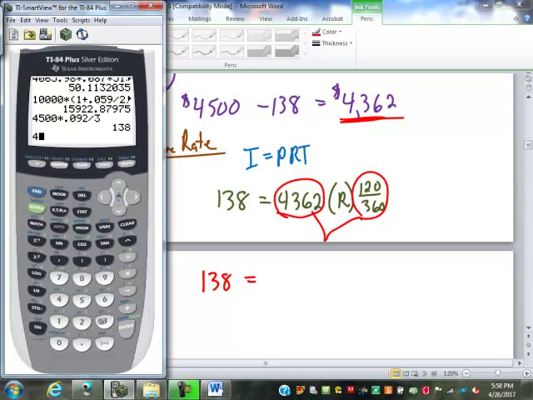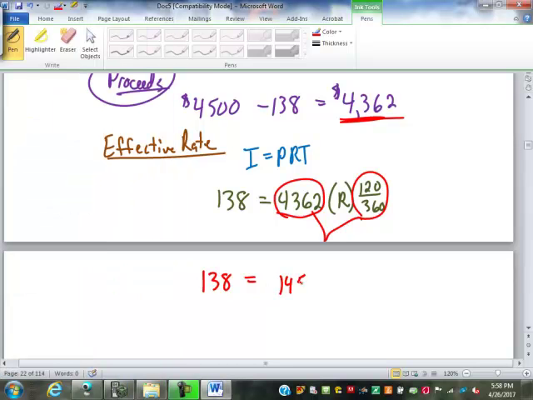So 4362 times 120 over 360. Oops, I put in the wrong number. Let's try that again. 4362 times 120 over 360 is 1454 times R. Now again, many times you're going to get a really ugly decimal that keeps going. Try to keep it in the calculator. If you can't, write down at least 5 or 6 decimal places so when you punch it back in, you don't get nailed with a huge round off error.